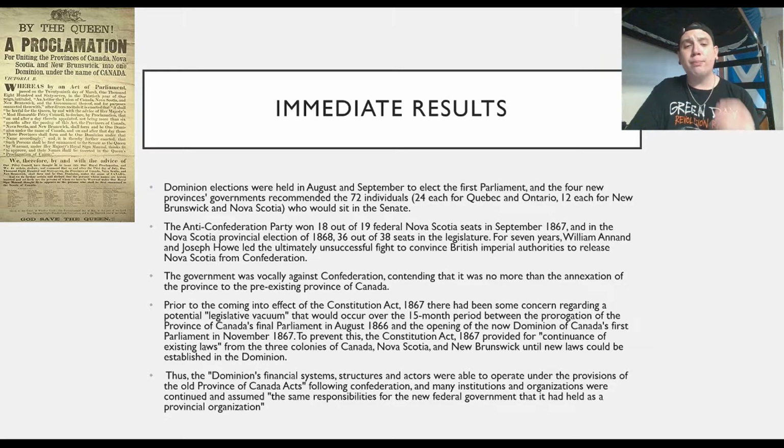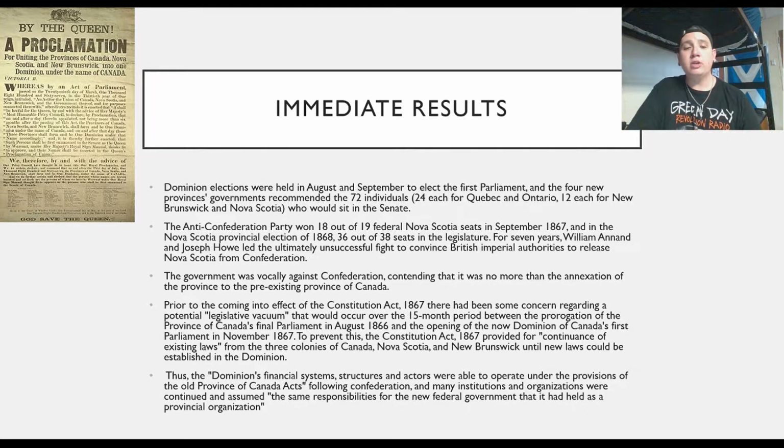And in the Nova Scotia provincial election of 1868, 36 out of 38 seats of the legislature were won by the Anti-Confederation Party. For 7 years, William Annand and Joseph Howe led the ultimately unsuccessful fight to convince British imperial authorities to release Nova Scotia from the Confederation. The government was vocally against Confederation, contending that it was no more than the annexation of this province to the pre-existing province of Canada. They believed that they weren't actually confederating, but just being annexed by a higher power that they did not want to be a part of.